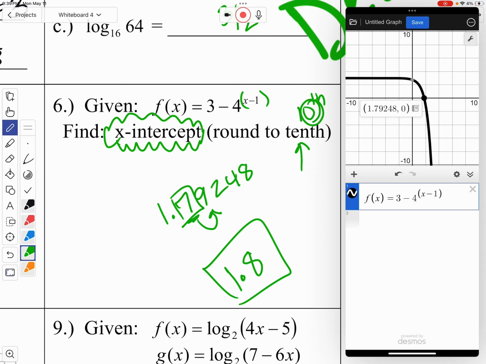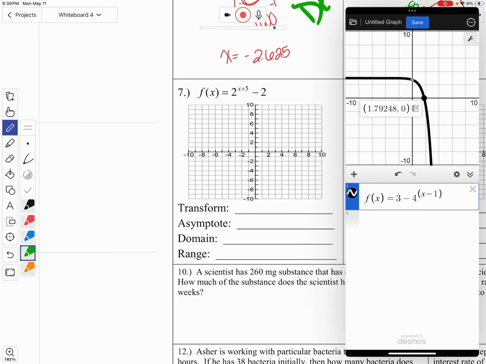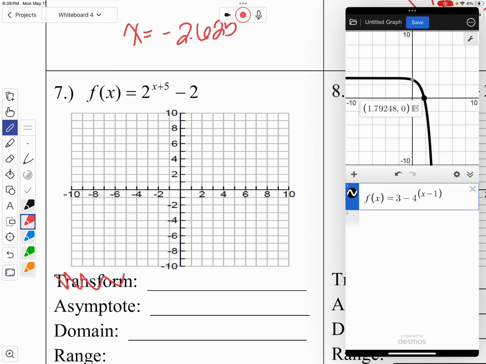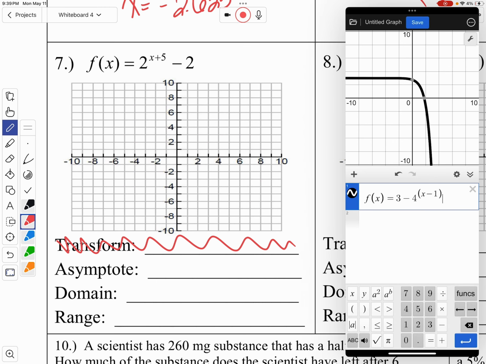Okay, so careful with your rounding. When I looked at your check-in scores, a lot of you did great work. You just rounded badly. These ones, we don't care about transformations. We're not required to study those. Okay, I'm only going to do 1. I'm going to do 7. I'm going to skip 8. But I just want to talk about this in terms of domain and range.